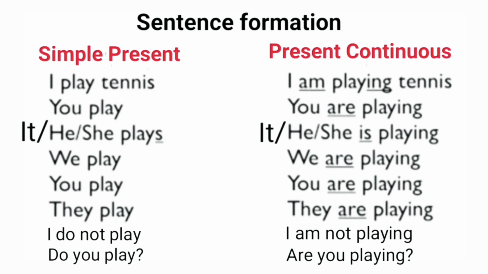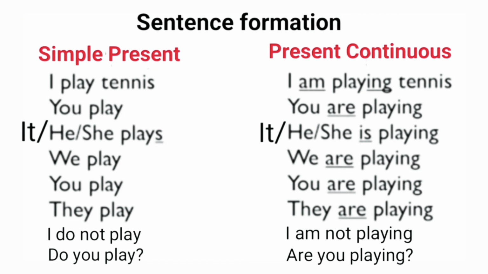In simple present tense, positive sentences are I play tennis, you play tennis, it, he or she plays, we, you or they play. Negative sentences are I do not play, he doesn't play, or they do not play. Interrogative sentences are do you play, does he play, or do they play?